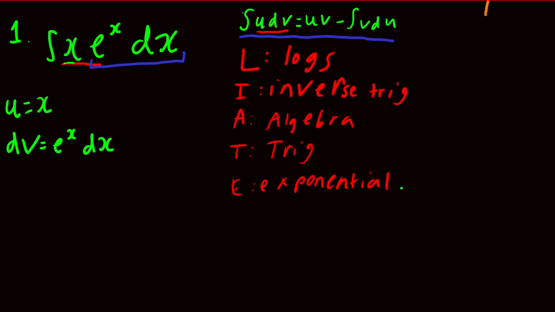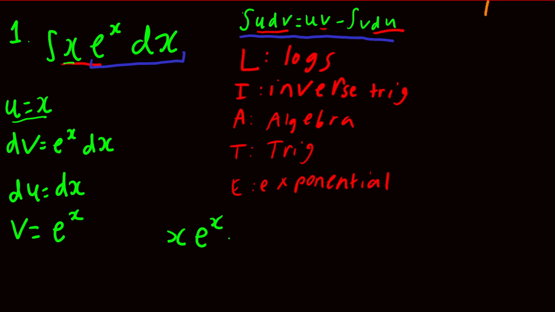Now, we're not done yet because our formula requires us to have a v and a du. We only have u and dv. So du is just the derivative of x, which is dx, and v is the integral of e to the x, which is also just e to the x. Now let's plug this into our master formula. uv: u is x, v is e to the x, minus the integral of v du, so v is e to the x, and du is dx.